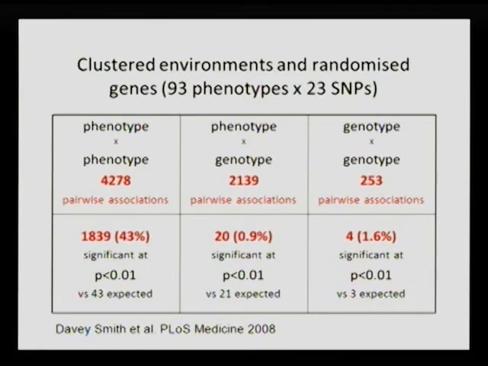So you get 43% of all associations between phenotypes and phenotypes being significant, versus the 1% you'd expect by chance. So that was a massive clustering of environmental factors. But if you do the same test for genotype-phenotype and genotype-genotype, you only get the amount of significant associations that you would expect by chance. So what that shows is that genotypes are not associated with these factors. If you see associations, it's probably a chance finding on the whole.